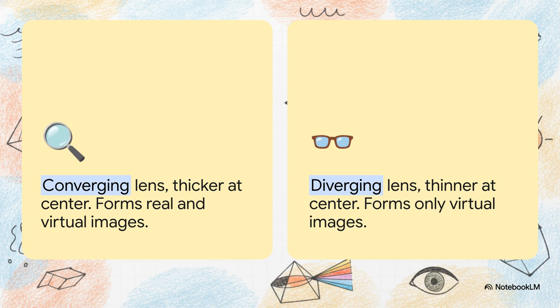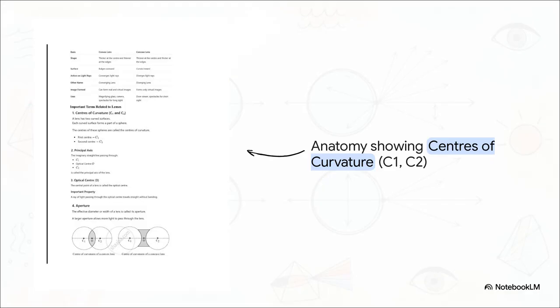Now contrast that with the concave lens. It's thinner at the center, curving inward, kind of like a cave, right? Instead of bringing light together, it diverges or spreads those light rays apart. That means it only ever forms virtual images. No exceptions. Now, it helps to think of every curved lens as just a tiny fragment of two intersecting spheres.